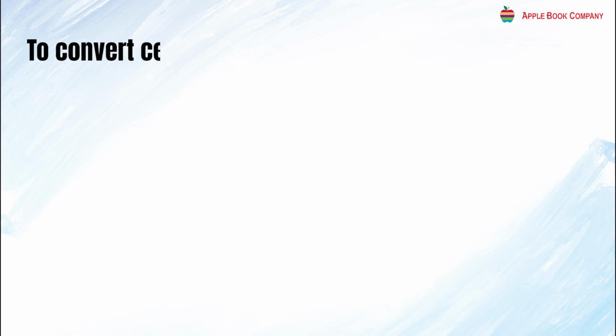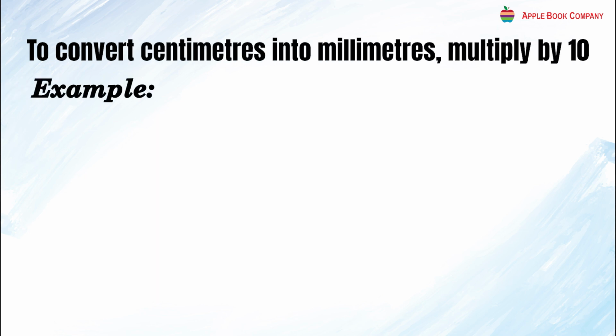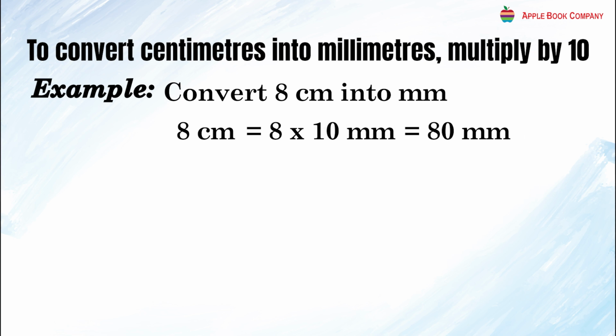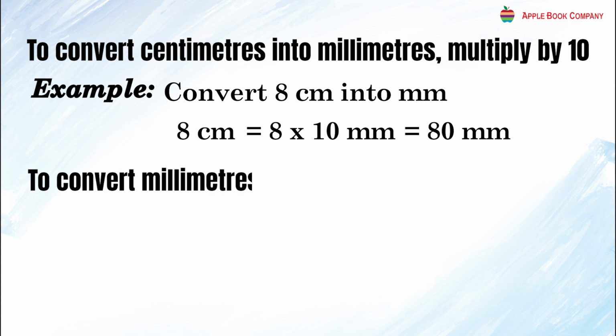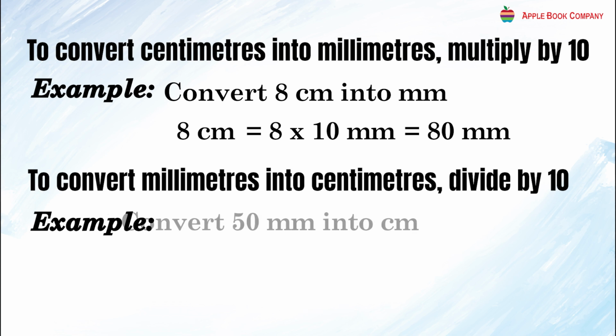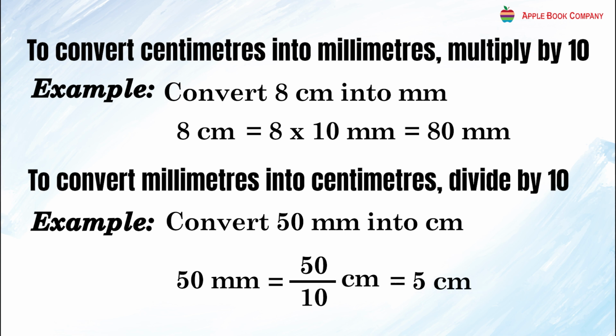To convert centimeters into millimeters, multiply by 10. Example, convert 8 cm into mm. 8 cm is equal to 8 into 10 mm, which is equal to 80 mm. To convert millimeters into centimeters, divide by 10. Example, convert 50 mm into cm. 50 mm is equal to 50 by 10 cm, which is equal to 5 cm.